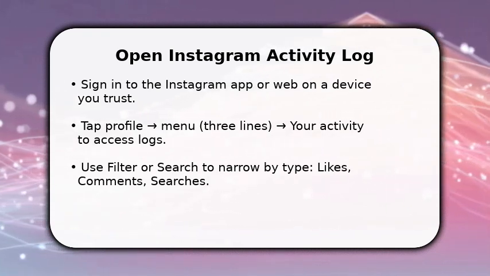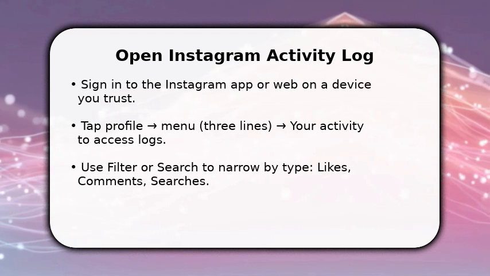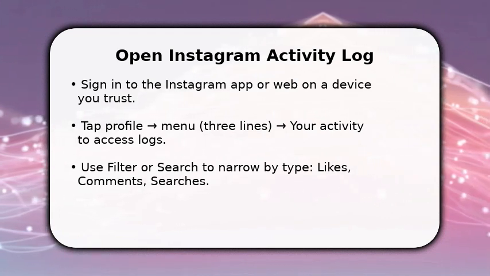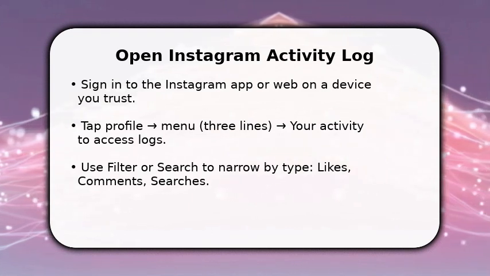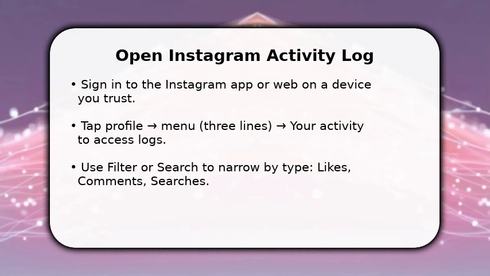Use the search box to jump to a date range or keyword. Doing this first saves time and prevents missing older activity buried under recent items. It also shows why Instagram groups things by type.